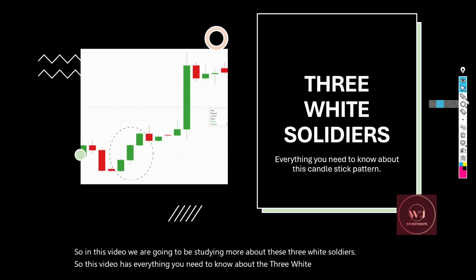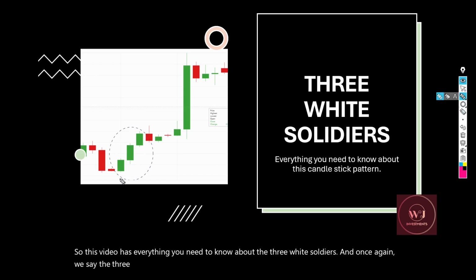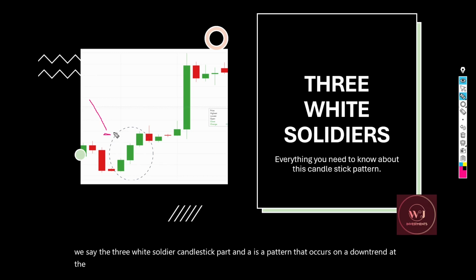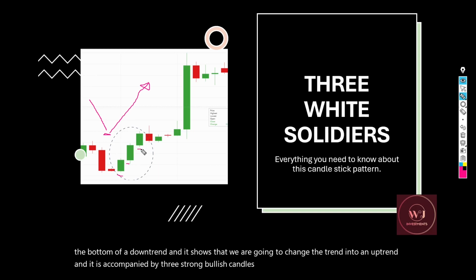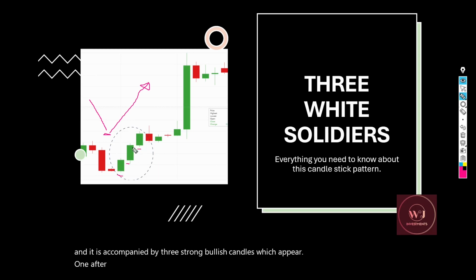And once again, we say the three white soldier candlestick pattern is a pattern that occurs at the bottom of a downtrend, and it shows that we are going to change the trend into an uptrend. And it is accompanied by three strong bullish candles which appear one after the other. This is 1, 2, 3. And then we can buy and catch the wave up.